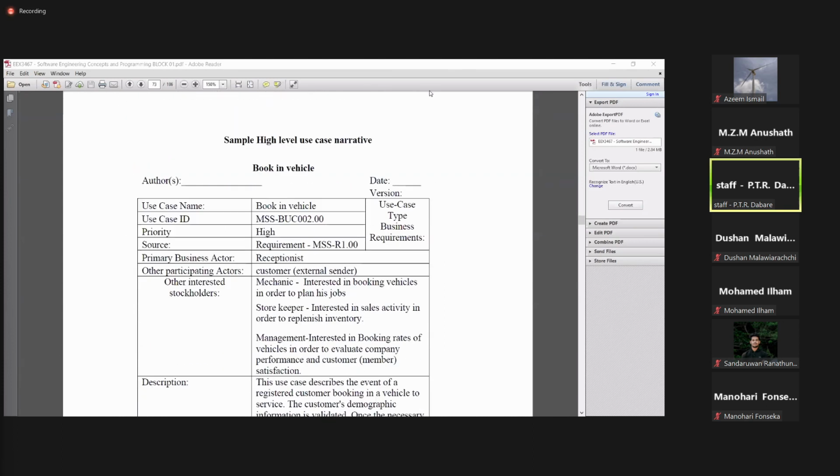Now, look at this. Use case narrative for booking vehicle. Now, you don't have to write a use case narrative for all the functional requirements. By now, you should understand that for each functional requirement, you should have a use case process, right? You should have use cases like this. So, select one such use case, and then write this narrative.